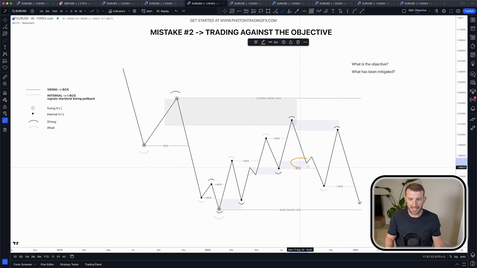And in this scenario, yes, this is a strong internal low because what did it do? It broke the high, but you need to look at the bigger picture. It's done its job. The objective is complete, right? Because we've had the swing pullback up to premium supply. What's been mitigated? Premium supply has been mitigated.